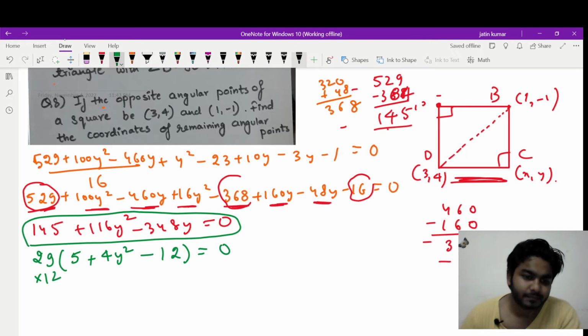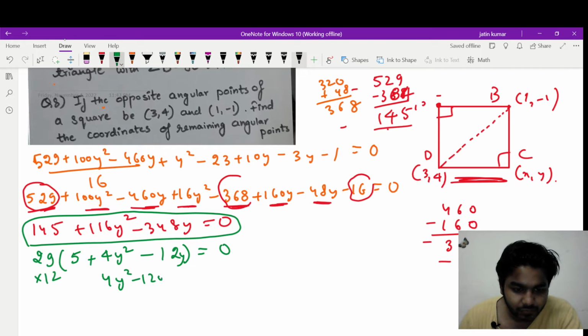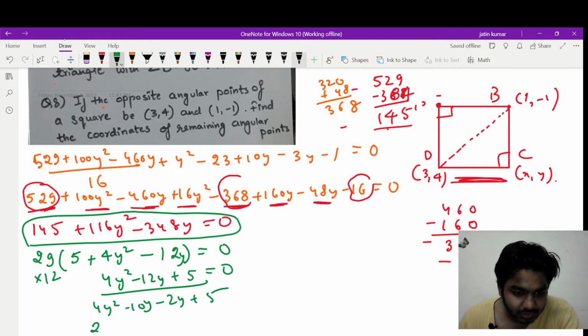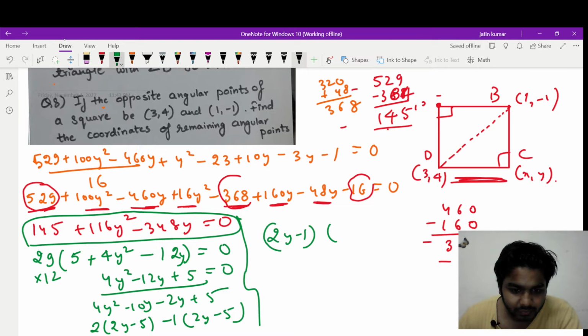So we have got 12y. 4y square minus 12y plus 5 is equal to 0. So can we split? Yes, 5 fours is 20, and 4y square minus 10y minus 2y plus 5, right? Can we take 2 common? Yes, 2y minus 5 and 2y minus 5, and minus 1 will get common. Okay, so 2y minus 1 and 2y minus 5.